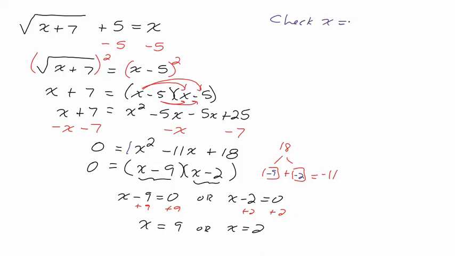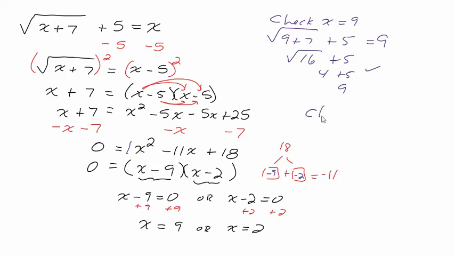Let's start with x equals 9. So I'm going to plug 9 into the original equation where the x's were. 9 plus 7 under the square root, then add 5. What does that come out to be? So the square root of 9 plus 7 is 16, which is 4, plus 5, that's 9, which is supposed to equal x, which is 9. So that's good. Check. That one works.